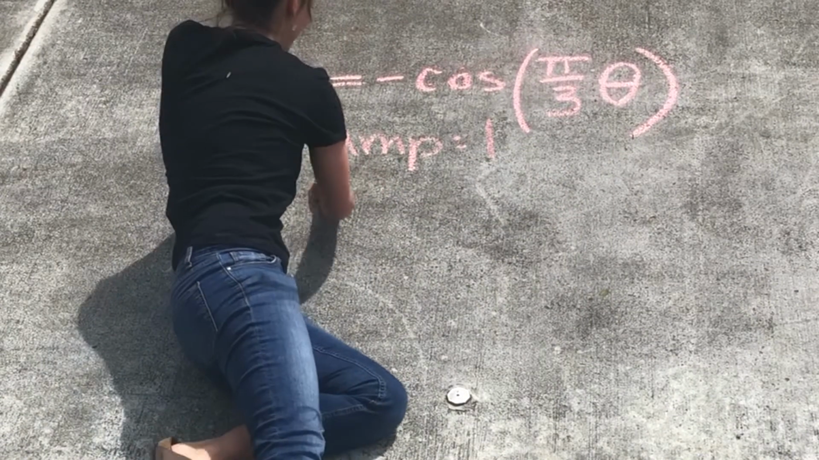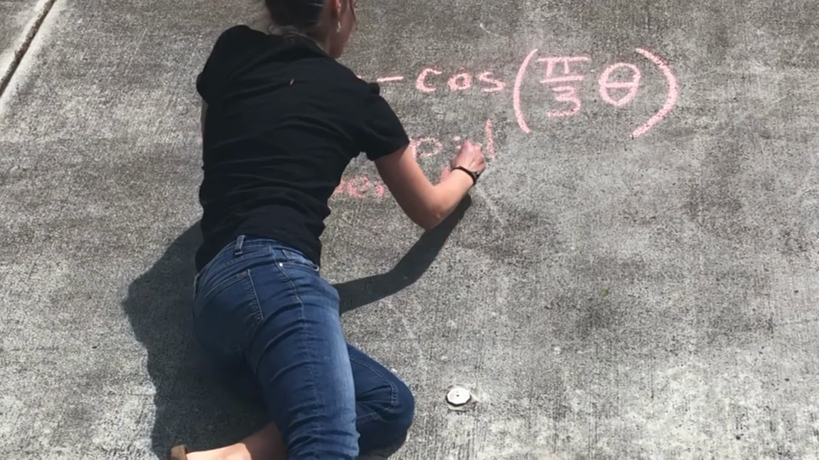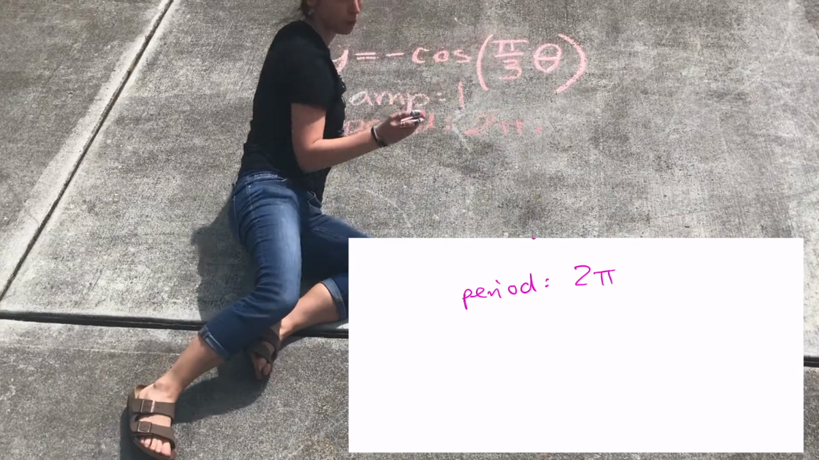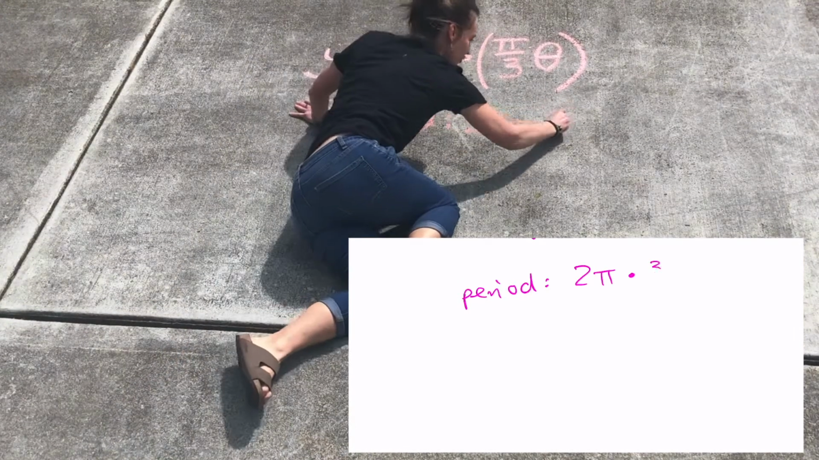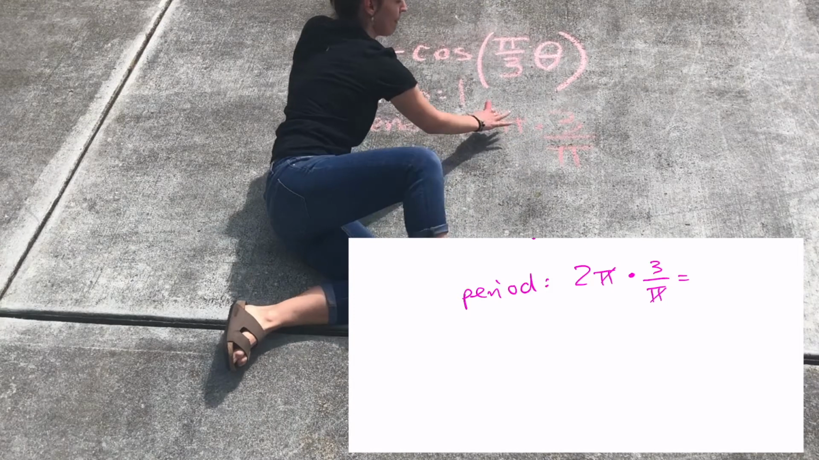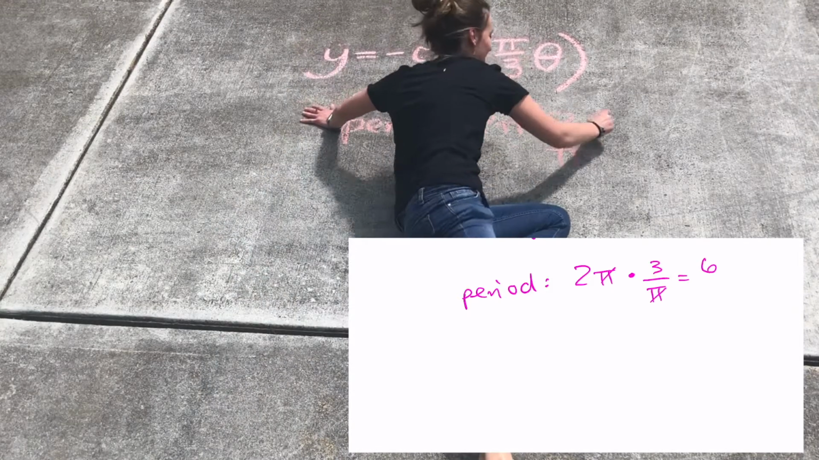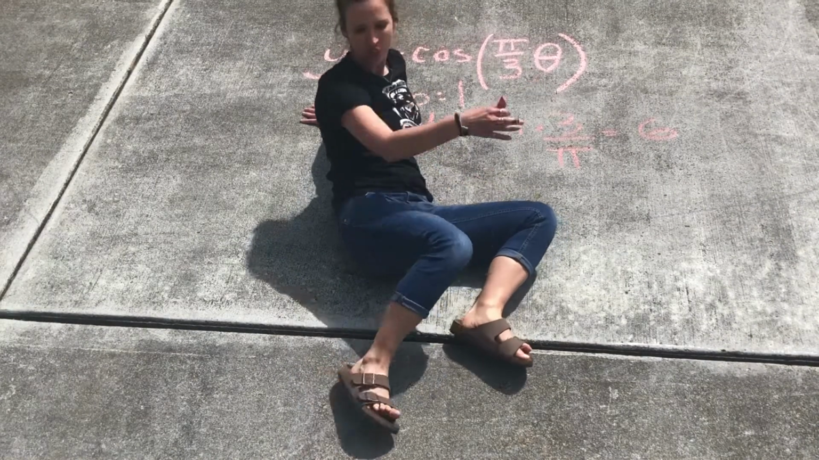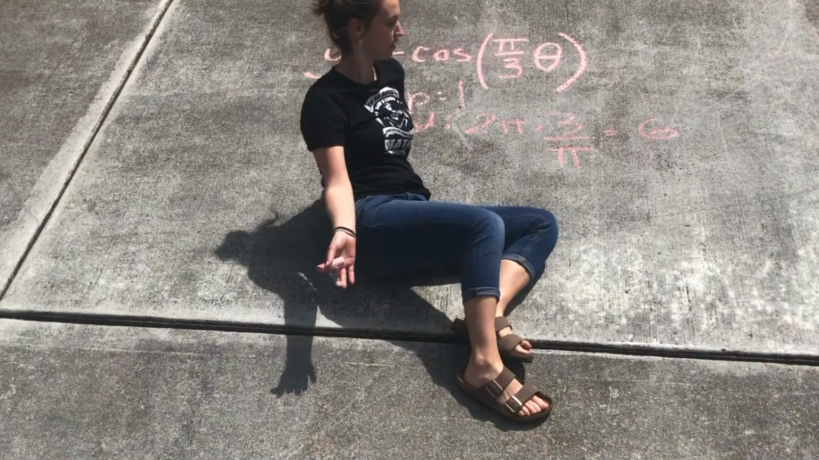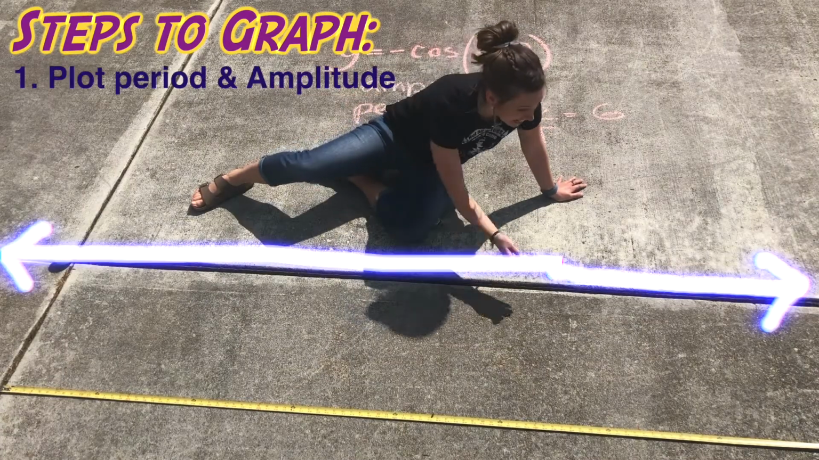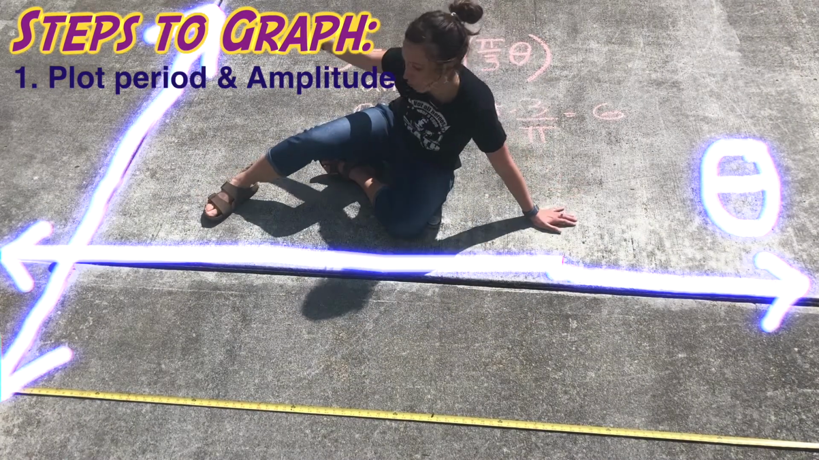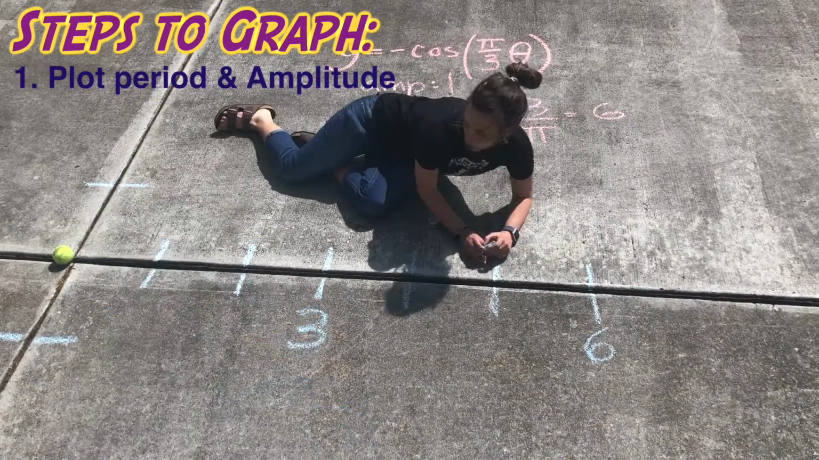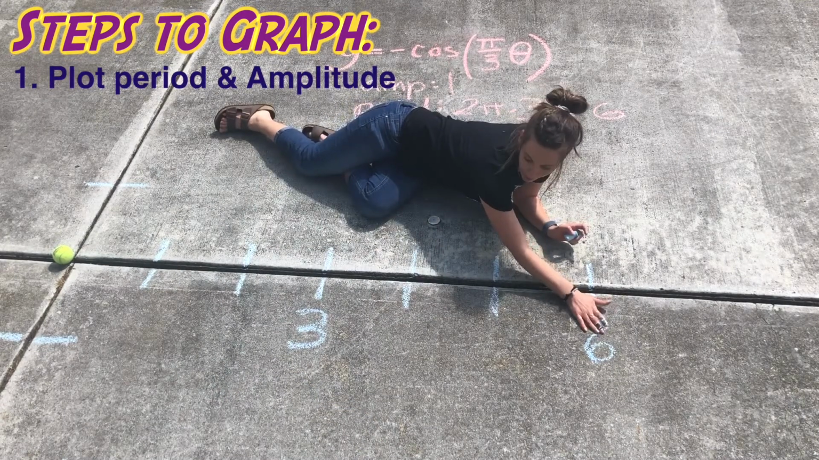So that means my period originally was 2 pi, but now I'm multiplying it by a factor of 3 over pi. My pi's will divide out, and I get 6. That's a really nice number. So let me go to my axes and tick mark. We always want to label our theta axis with our period, and then our y-axis with our amplitude. So let me get my 6. I have my period of 6 on my theta axis.